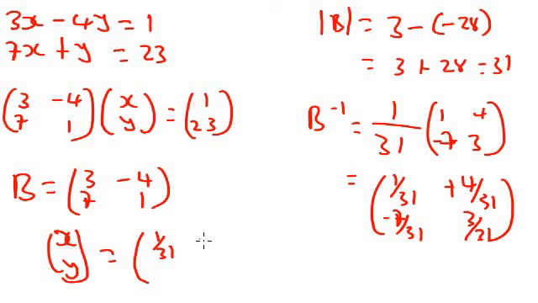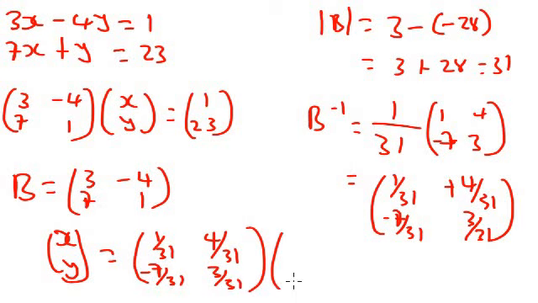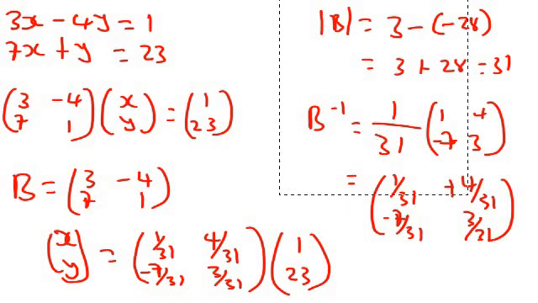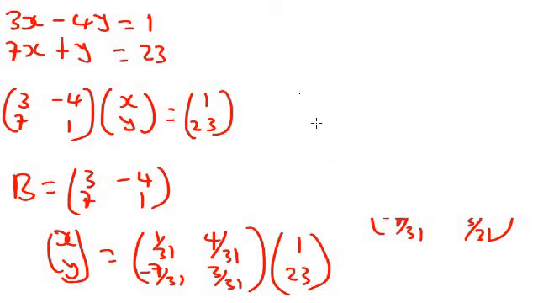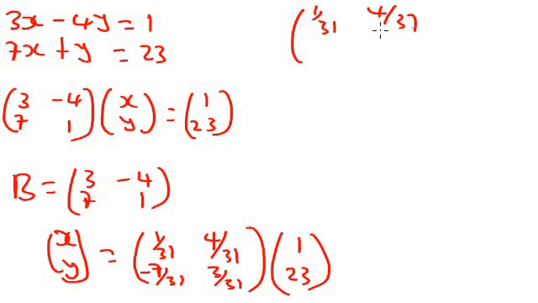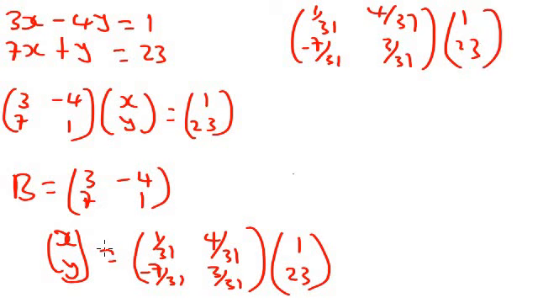Now, to our final answer, x and y, we said it will be equal to this matrix: 1 over 31, 4 over 31, minus 7 over 31, and 3 over 31. And this is multiplying 1 and 23. So let's multiply them. Let's see what would happen. What would be the final answer?